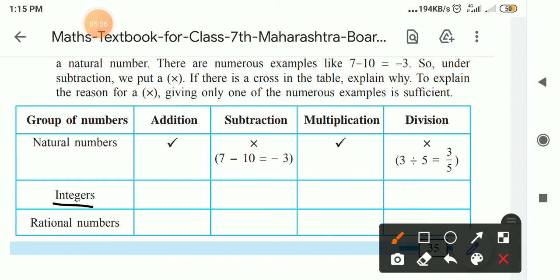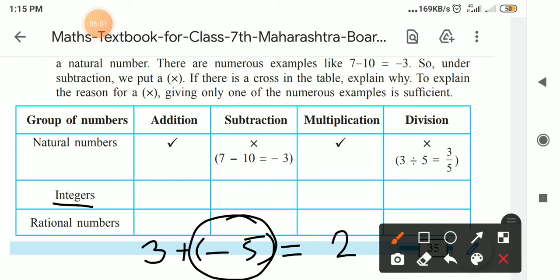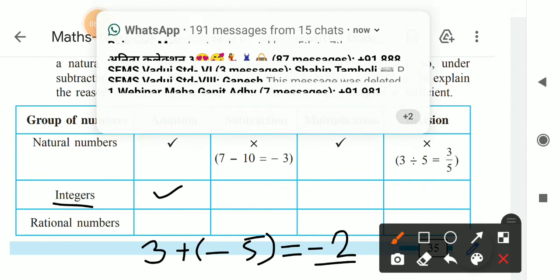Now here, integers. Take any two integers. Suppose I take here 3 and minus 5. Okay, 3 and minus 5 I have taken, with different signs. We have to do the addition of both of these, so I put here the operation addition sign. Now if you do the subtraction of this, you will notice that 5 minus 3 is 2, and which sign do we have to give? The bigger number is 5, so negative 2 is the answer, and the addition is negative 2.